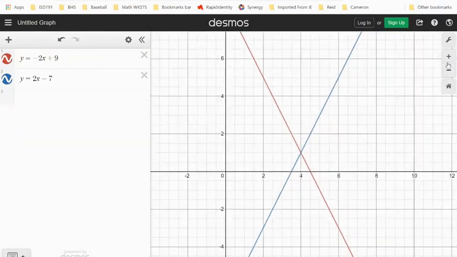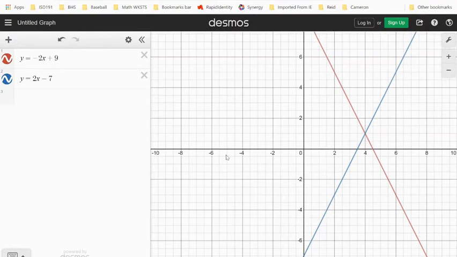Now with Desmos, you can move this around. You can zoom it in or zoom it out. You can press the house button if you want to recenter your screen so the origin's in the middle. You can even hide equations if you have too many things up here at once. But I want to see the entire system of equations on the graph.